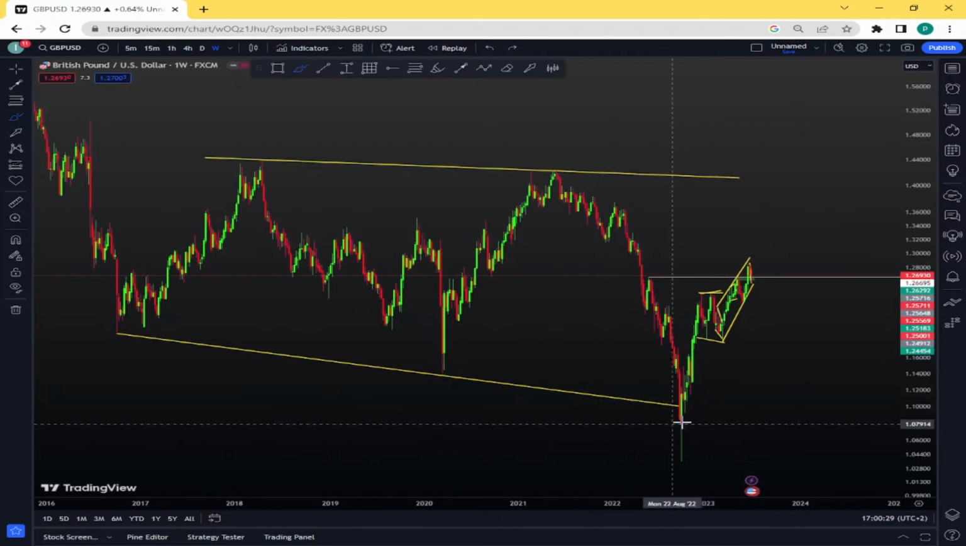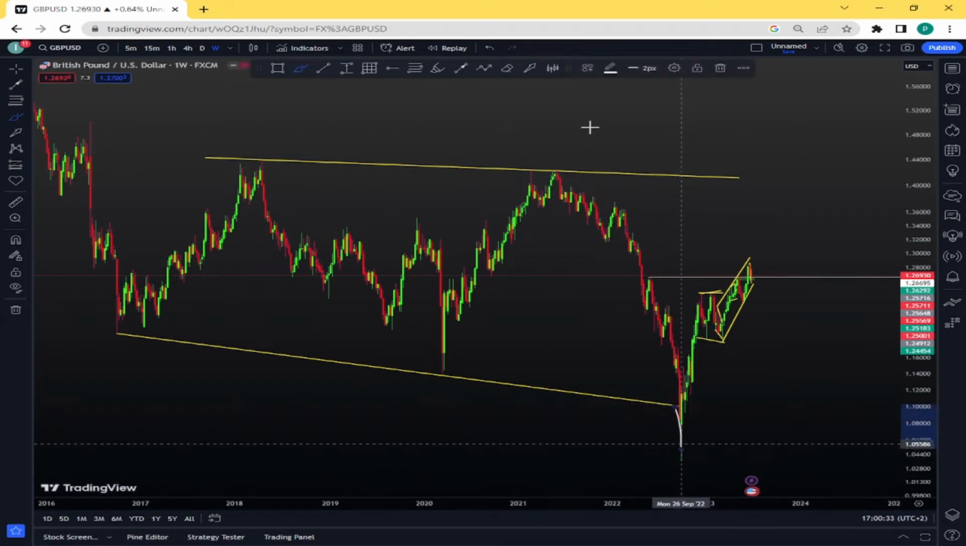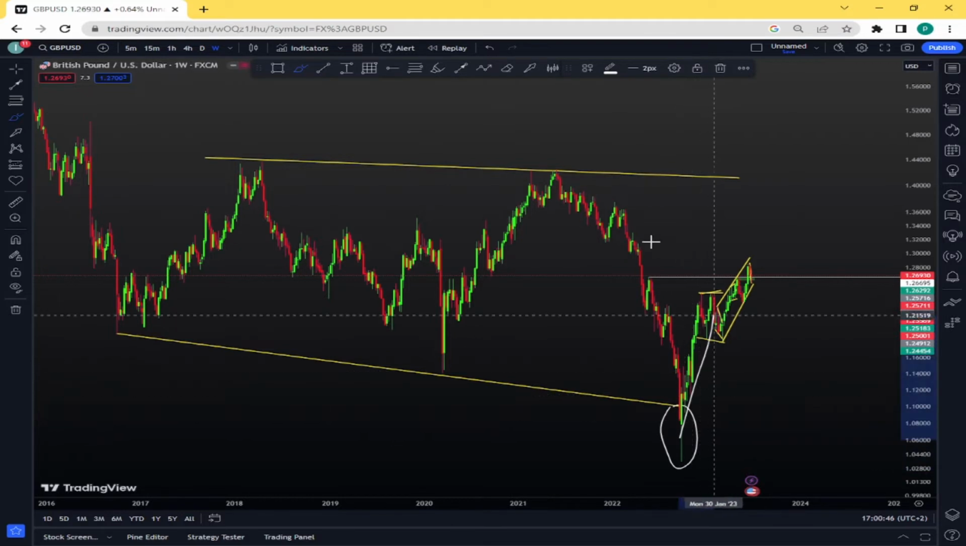I know some of you might argue that, but price swept that trend line. In this case, it is what is called a liquidity grab. It was grabbing the liquidity here. It was using this liquidity for the price to continue going up.